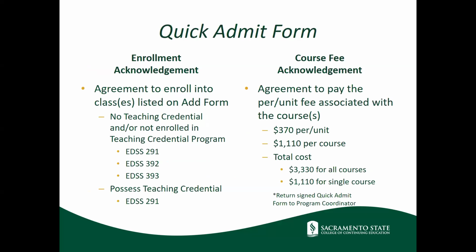So the first step to getting enrolled into classes is to complete a quick admit form. Once registration is open, the program coordinator will send you a quick admit form which requests your acknowledgement for enrollment and associated course fees. For the enrollment acknowledgement, students agree to enroll into classes listed on the ad form.